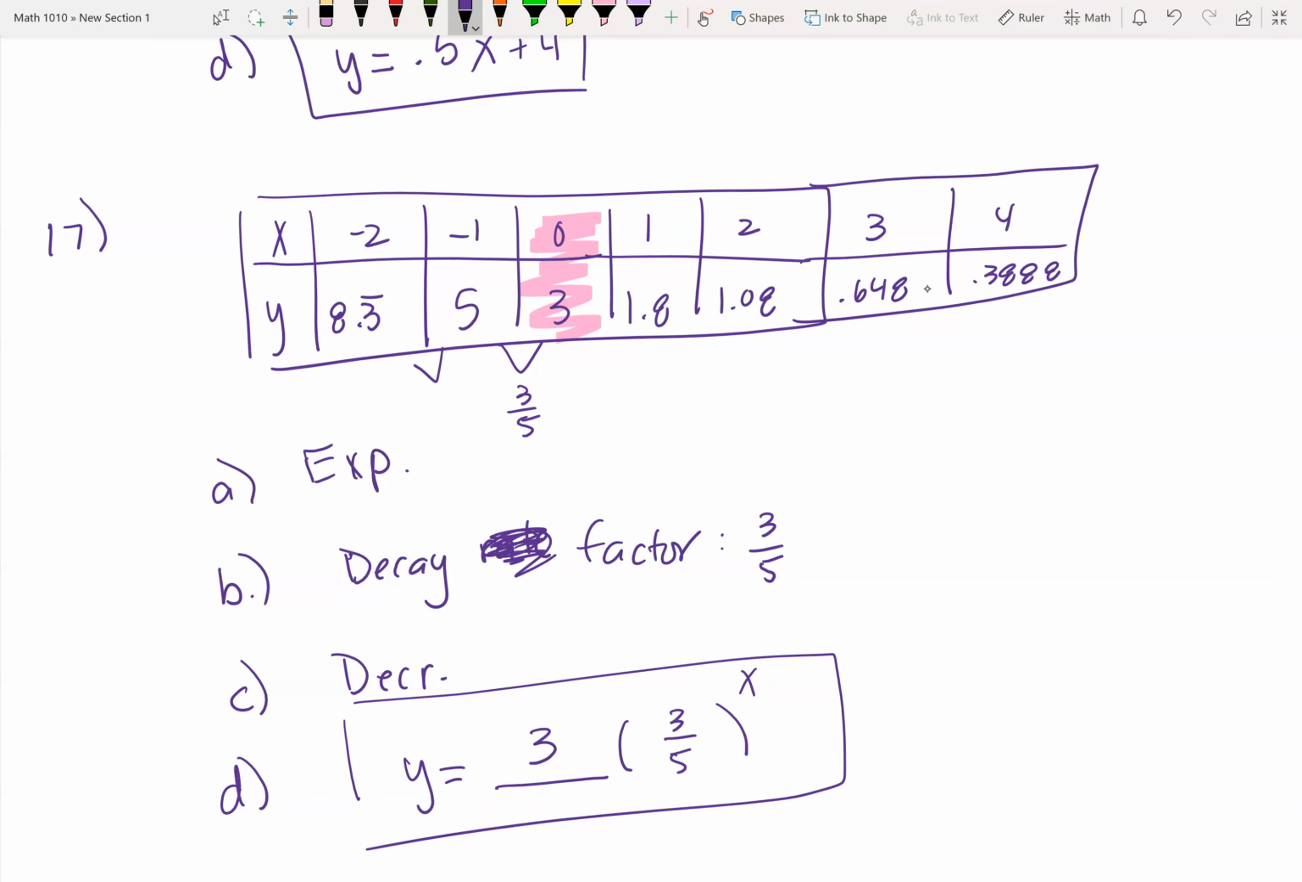And I would never walk away from this question without checking a few values. So if you put a 0 in for x, you better get a 3 for y. So everybody go 3 parenthesis, 3 divided by 5, close it off, raise it to the 0, hit enter, I got a 3. Do the 1, 3 parenthesis, 3 divided by 5, close it off, raise it to the first, hit enter, I got 1.8. Could check a few more, okay?